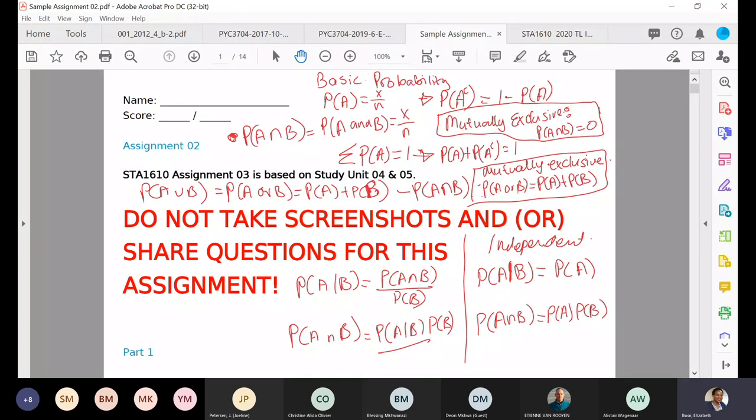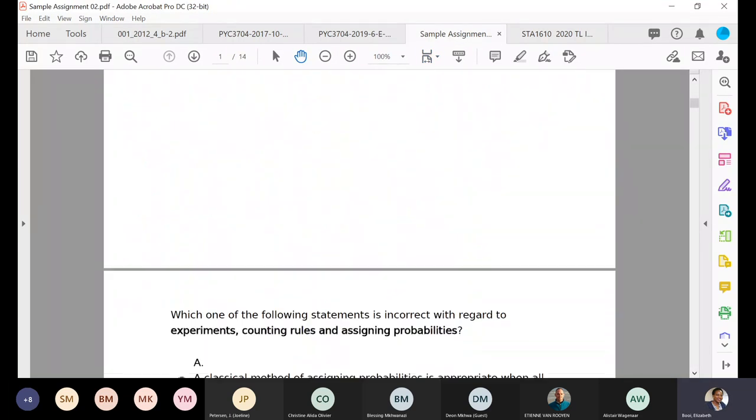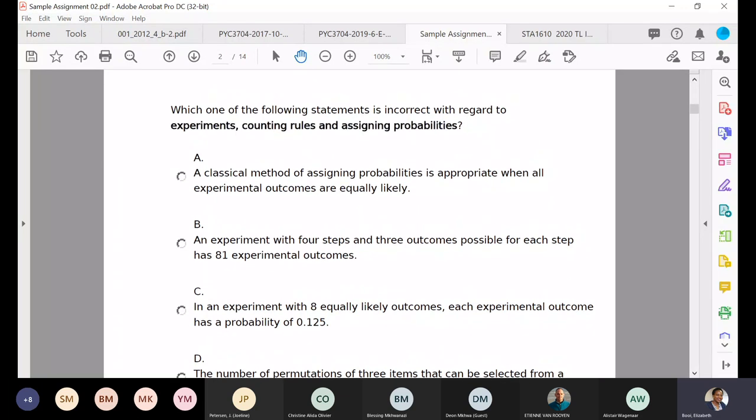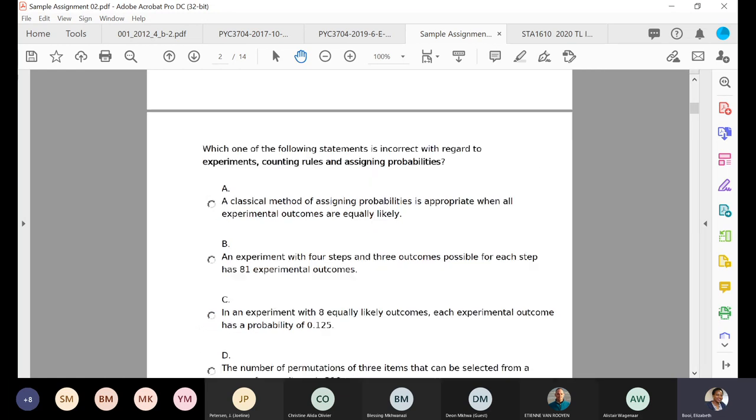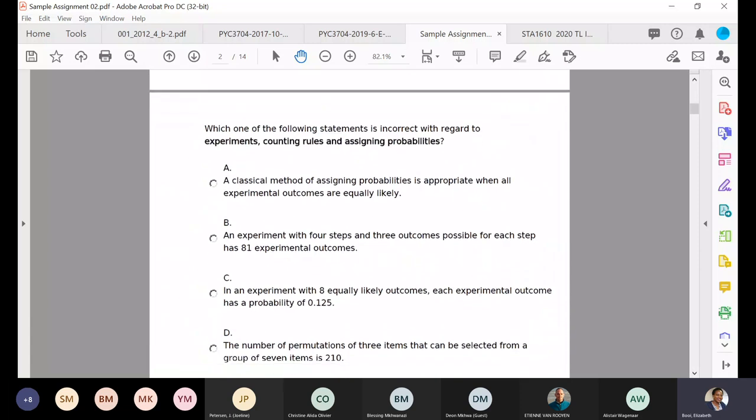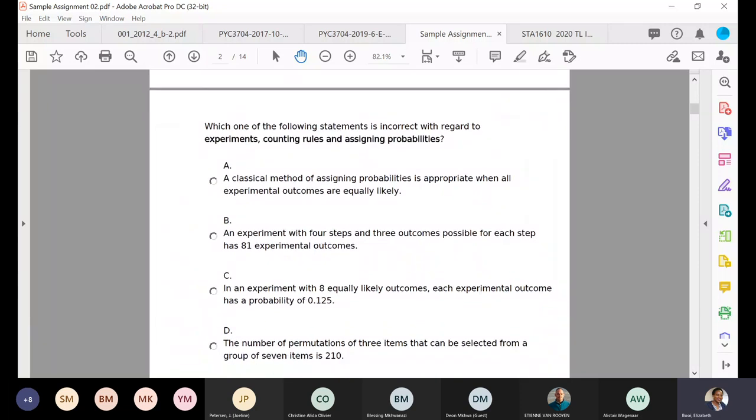Okay, so let's start answering the questions. Oh, you also need to know and be able to describe the types of probabilities: empirical, priori, and subjective probabilities. So let's get to it. Which one of the following statements is incorrect with regards to experiments, counting rules and assigning probabilities?